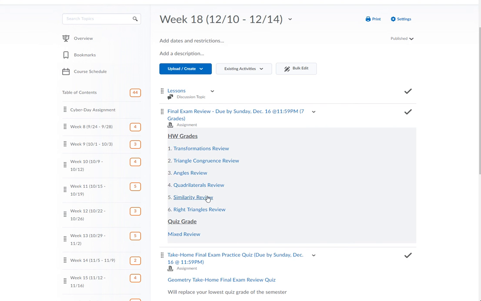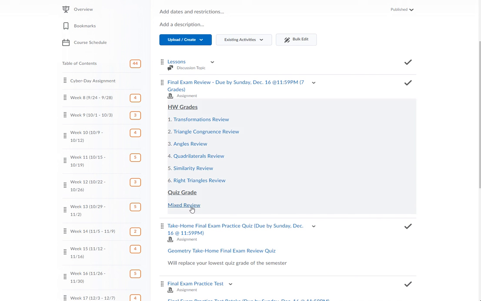Right triangles and similarity, those 2 would be the ones you want to study. And then the mixed review quiz grade and this take-home final are probably the heaviest weighted grades there, so you'd want to do those 2. But at least those you have until Sunday. So more urgent, I would do similarity and right triangles.